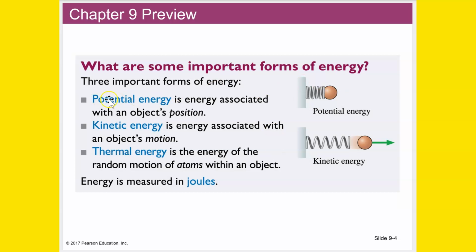Some important forms of energy are potential energy associated with an object's position. There's a good illustration of that. And kinetic energy associated with an object's motion. And then thermal energy is the energy of the random motion of atoms within an object. All right, the unit for energy is called the joule, and we'll talk about what joules are made of as far as the SI basic units that make up a joule.